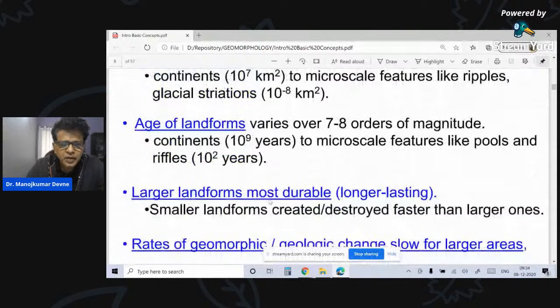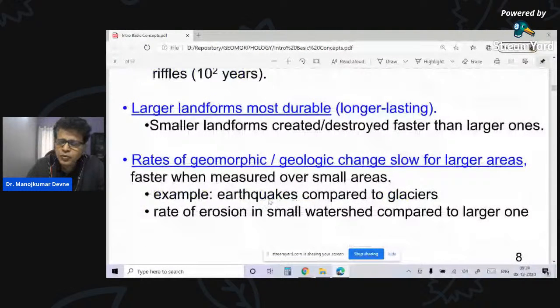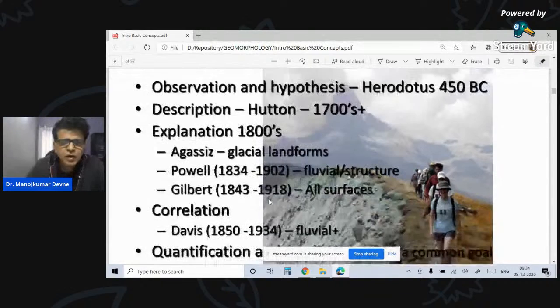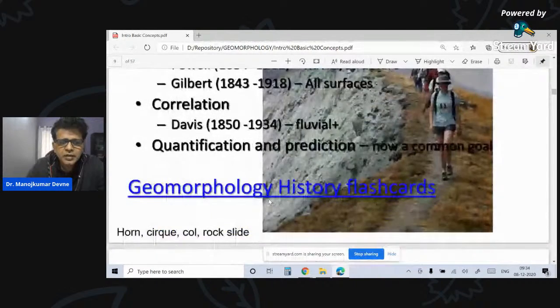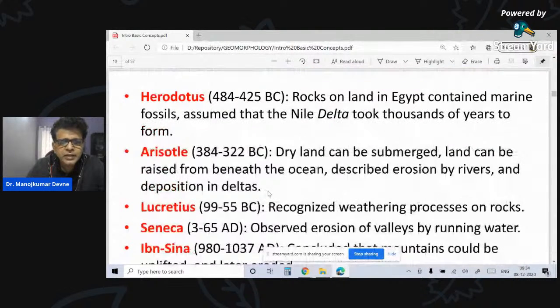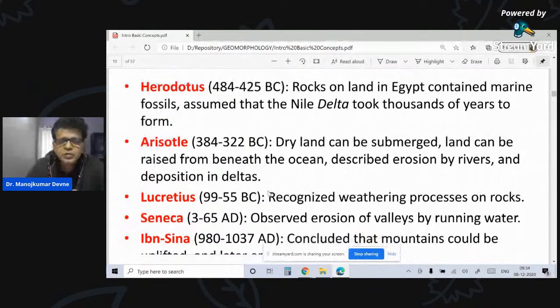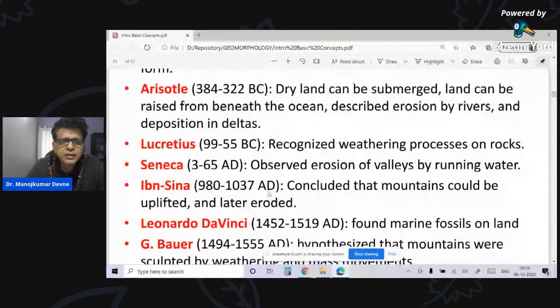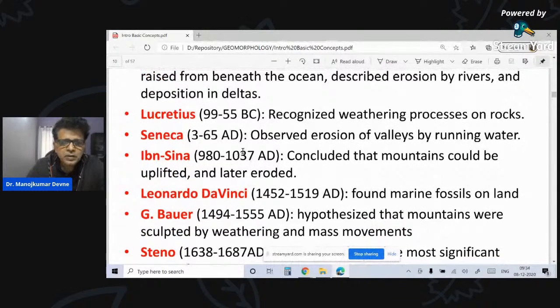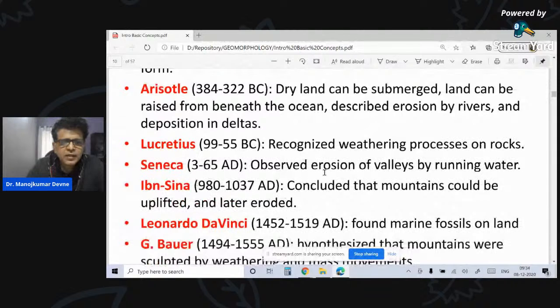Age of the landforms, larger landforms are more durable. We just said that. And then we spoke about the rise of the geomorphic thought, not called geomorphology then, but you have Herodotus initially, and then we are going to look further till after the 1700s. You have Hutton and you have Agassiz, Powell, Gilbert, Davis, and others. Herodotus speaks about marine fossils in the Nile Delta, followed by Aristotle, something on similar lines. Okay, then you have Seneca, and you have Ibn Sina, and that's to say the ancient period includes up till erosion of valleys by running water.